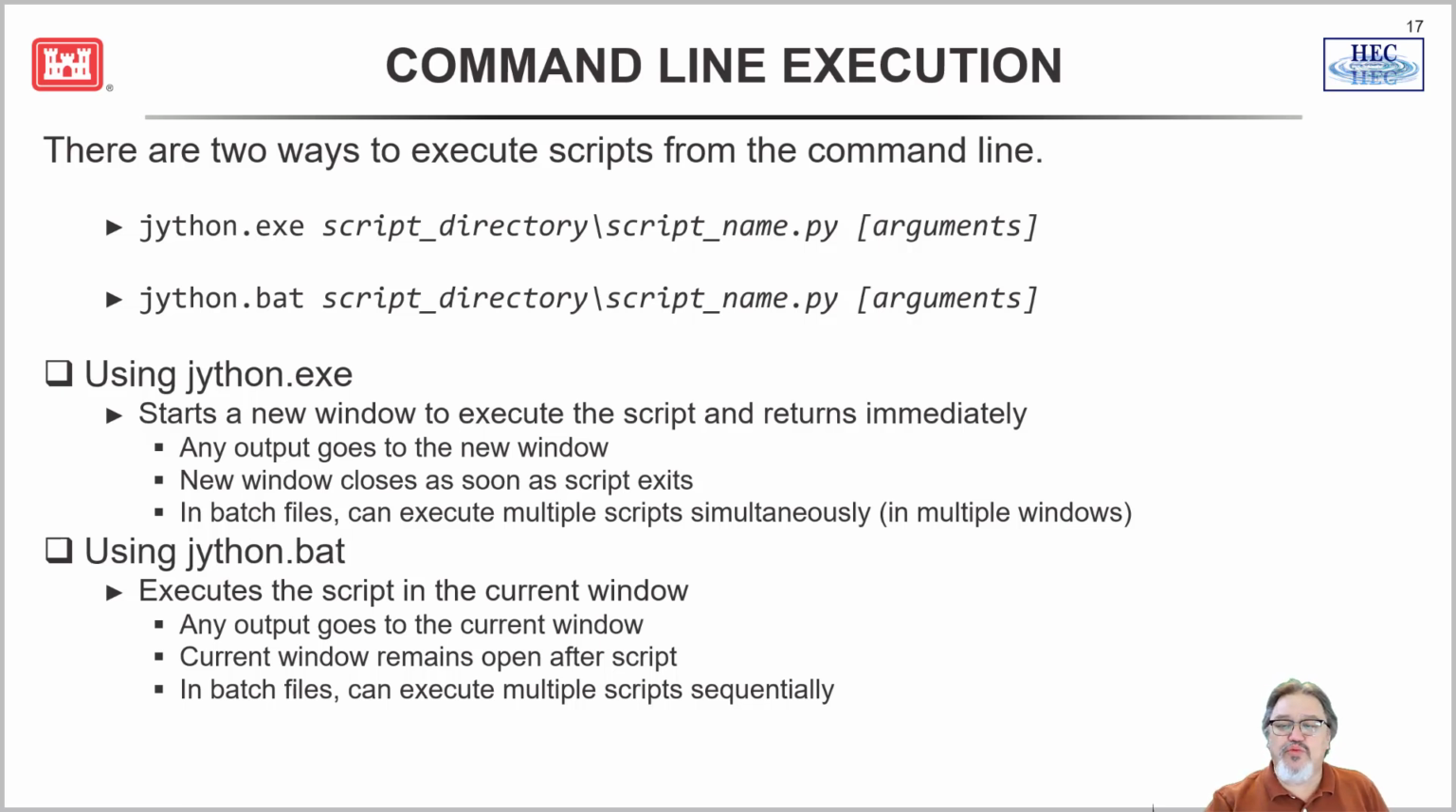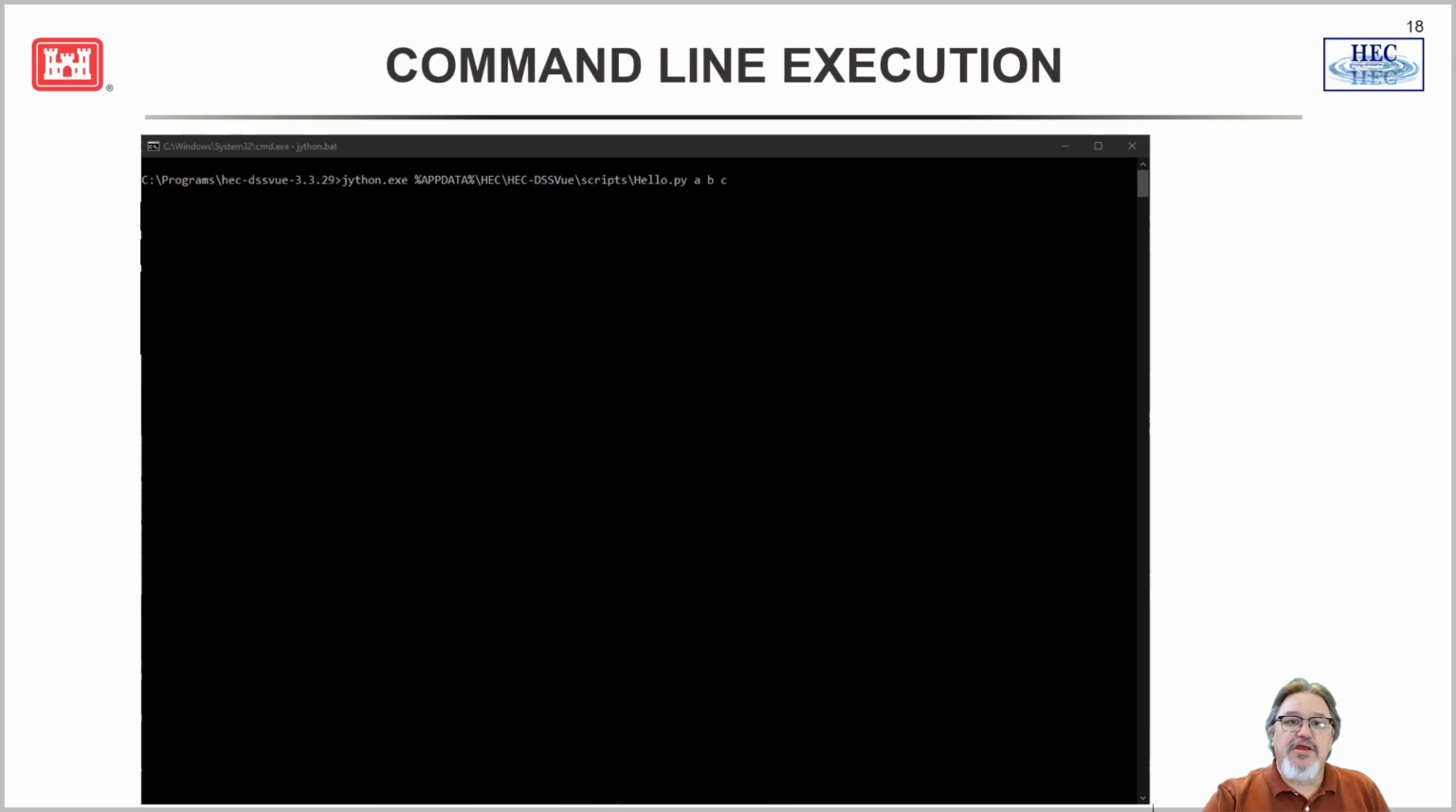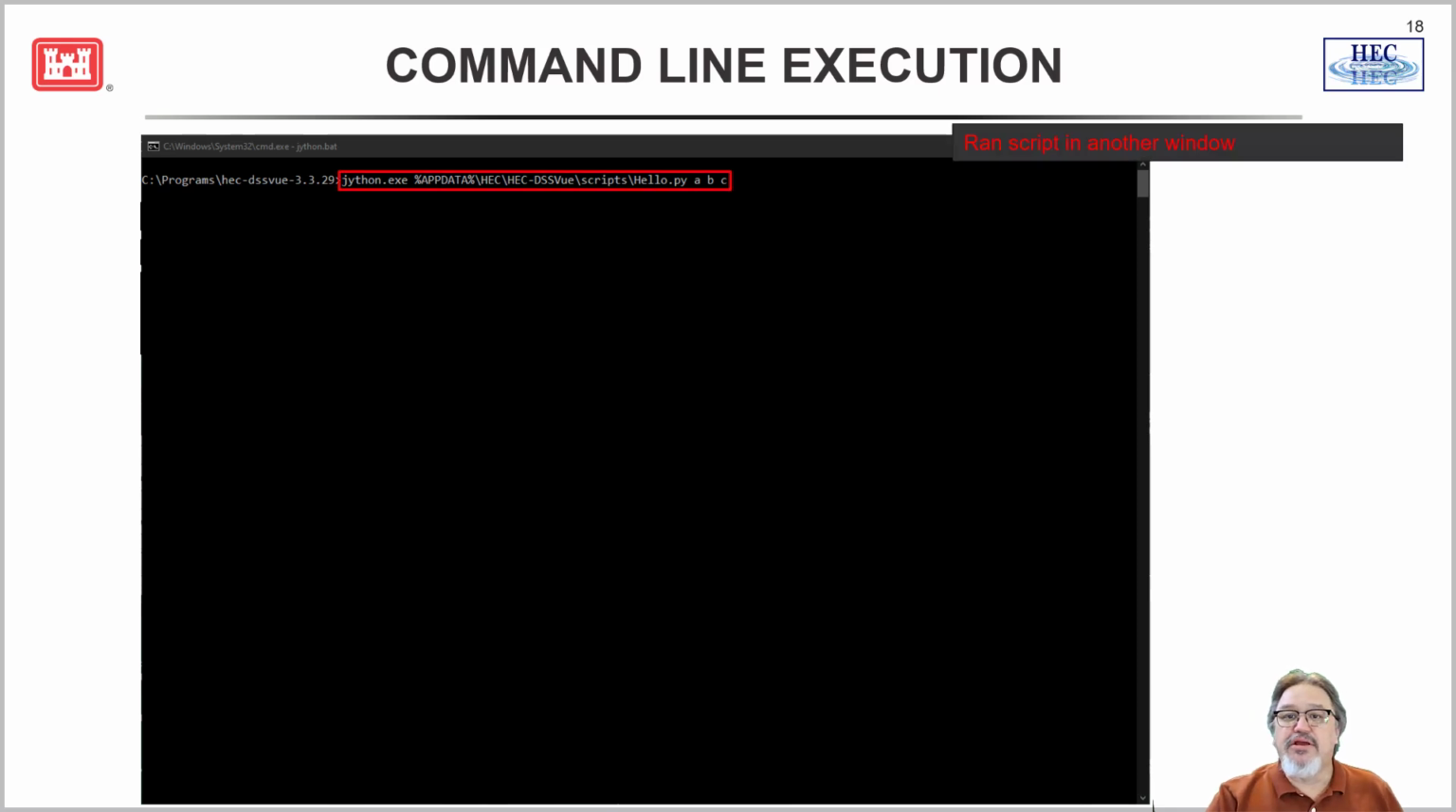Okay, so let's look at this a little bit. Here we have a command line, and you'll notice that we're in the DSSVue directory. It's actually the previous version, not the one we're using in this workshop. But I say jython.exe, and there's a directory of my script that's called hello.py, and I'm passing it ABC. And as soon as I hit that, it returns to me, and it ran in another window. I don't see any output because it started another window, and that's where the output went.